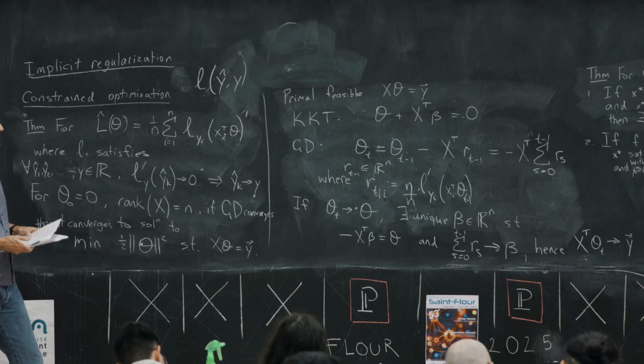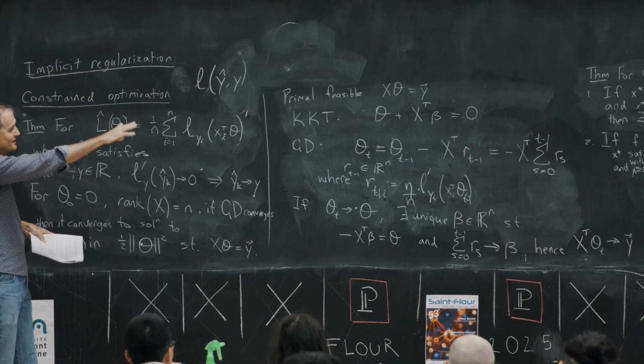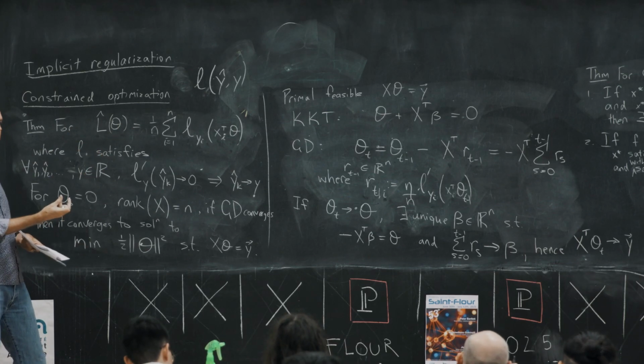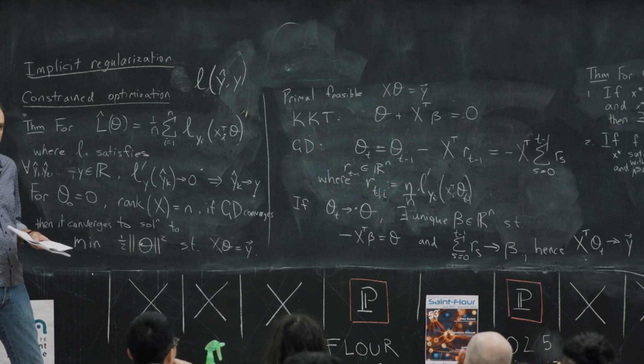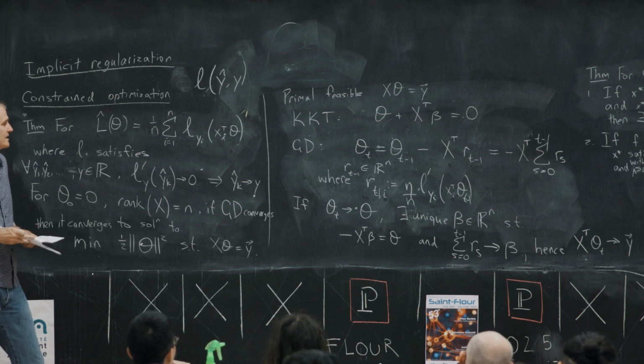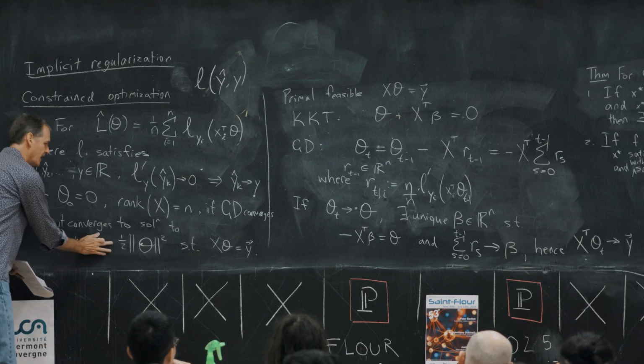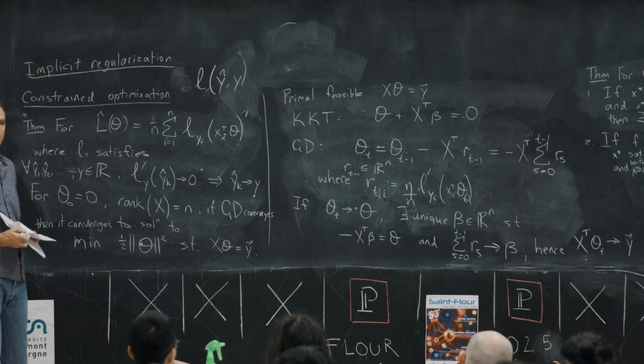And again, because we're in the nice convex criterion, convex constraint set, the KKT conditions are both necessary and sufficient for global optimality. So we're finding a solution to this optimization problem.